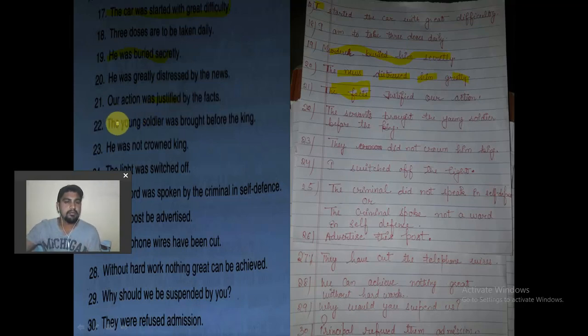Then the 22nd statement: the young soldier was brought before the king. "The young soldier was brought" again is the passive form of past indefinite. So obviously somebody would bring, generally the servants would bring. Servants brought, second form of verb, the young soldier before the king. That would be the answer, okay. The young soldier is going to become the object in the active form, okay.